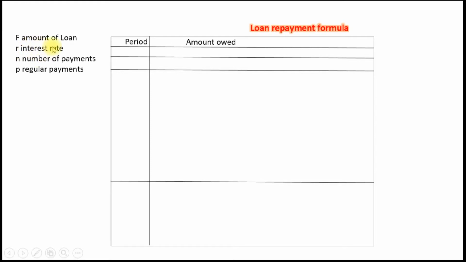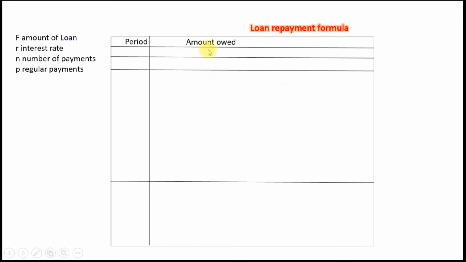So R would be the annual interest rate divided by 12, which is roughly accurate, but perhaps not 100%. N is the number of payments that we will make. For example, if it's a 1-year loan, it will be 12. If it's a 3-year loan, it will be 36, etc. And P is the amount of the monthly payments that we make. It's the regular payments of P amounts. And we want to work out how much this regular payment is going to be.